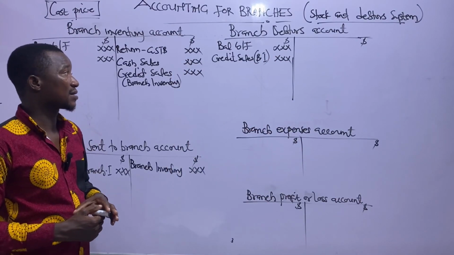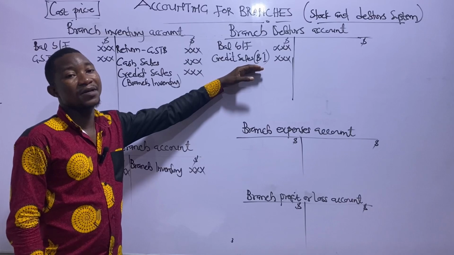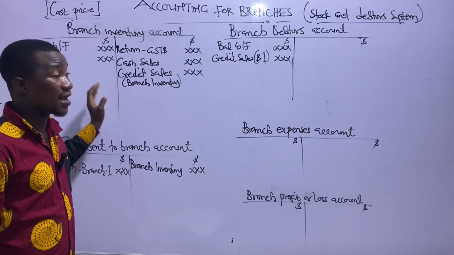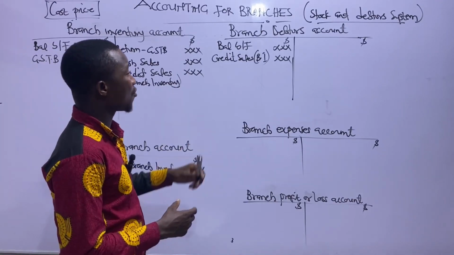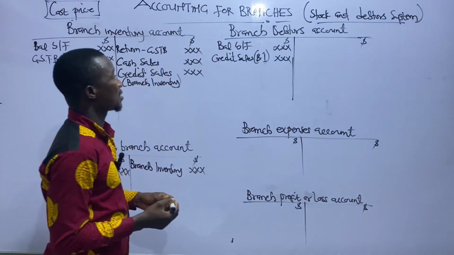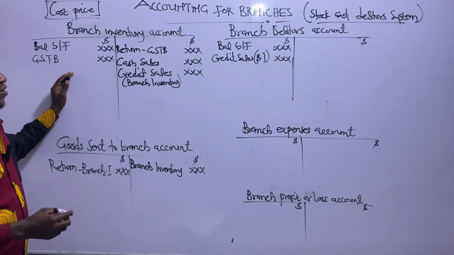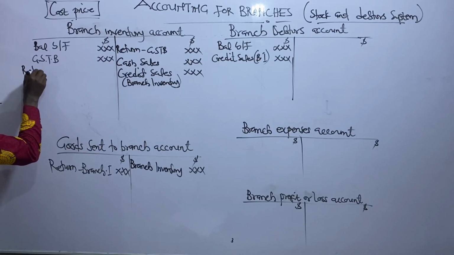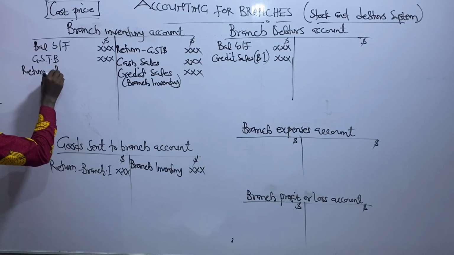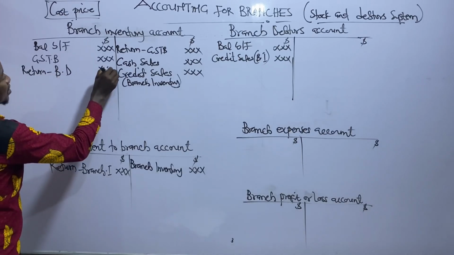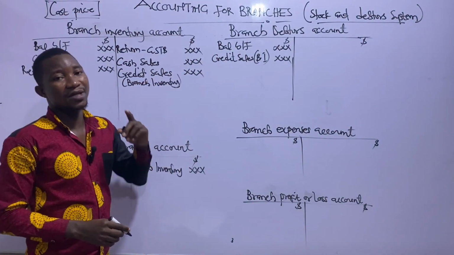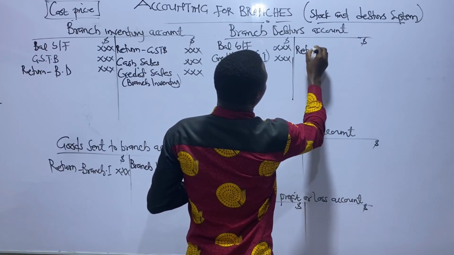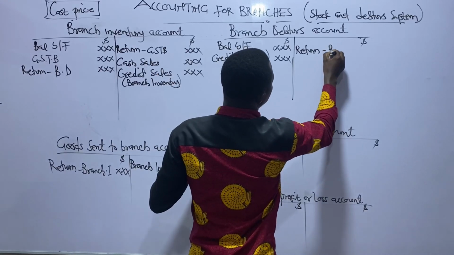Sometimes what also happens is that after the goods are sold to the branch customers, they return some of the goods back to the branch when those goods did not meet their requirements. So when that return happens, we credit the branch debtors account and debit the branch inventory account. So we debit this as a result of returns from branch debtors. That is when the branch customers return the goods. So this is returns, going direct to the branch inventory account.